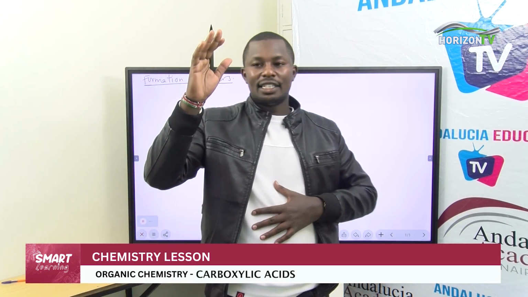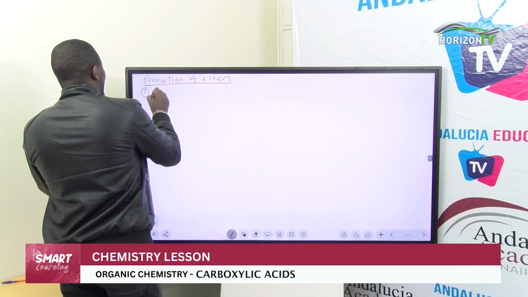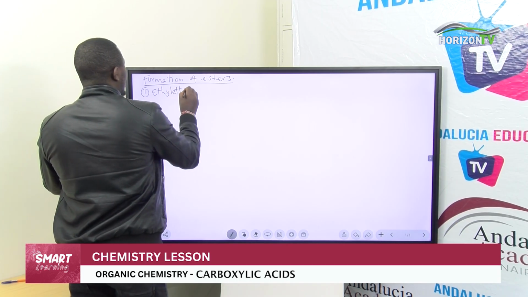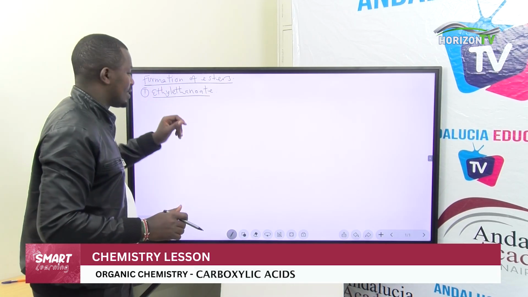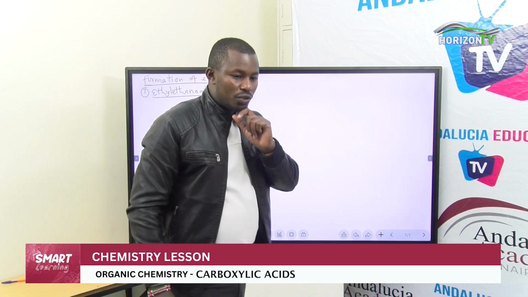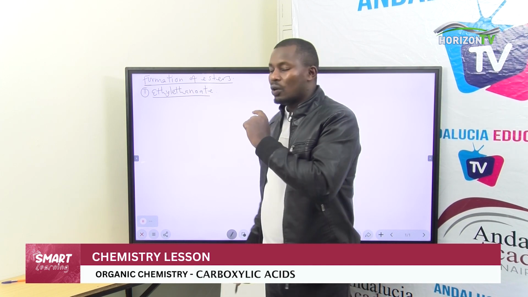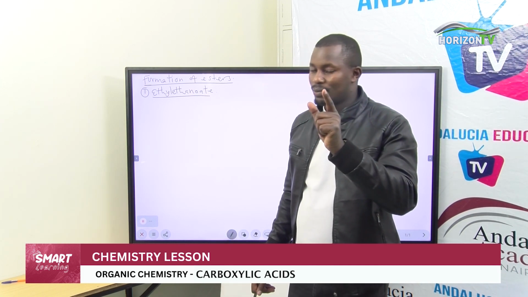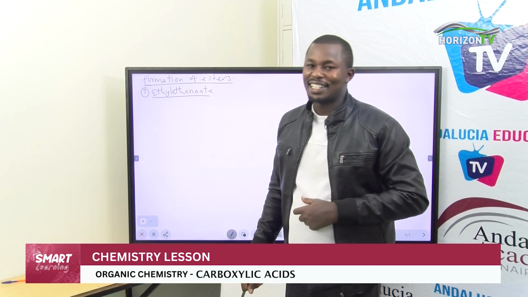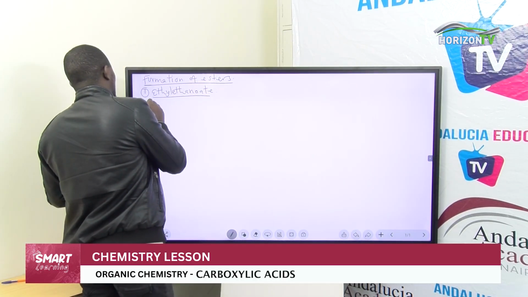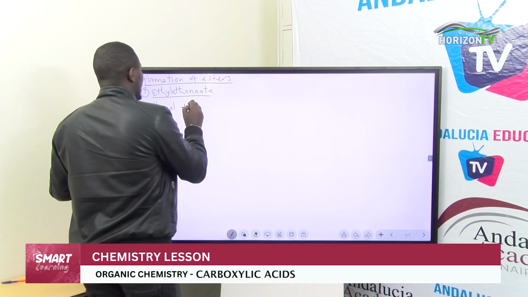Let's form the ester ethyl ethanoate. You see, from the name of the ester, you can know which alcohol was used and which carboxylic acid was used. Like in this example of ethyl ethanoate, we know that we use the alcohol ethanol, ethyl. Then the carboxylic acid is ethanoic acid. So I need the alcohol ethanol plus ethanoic acid.